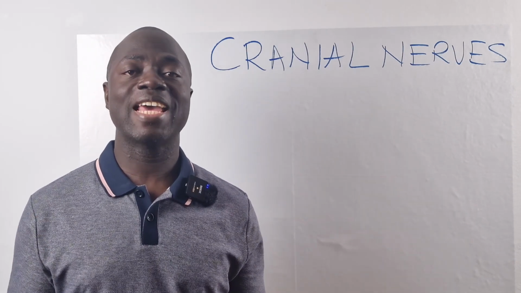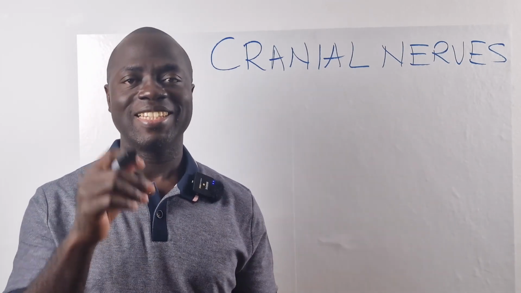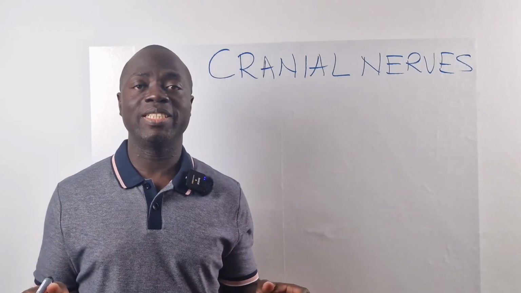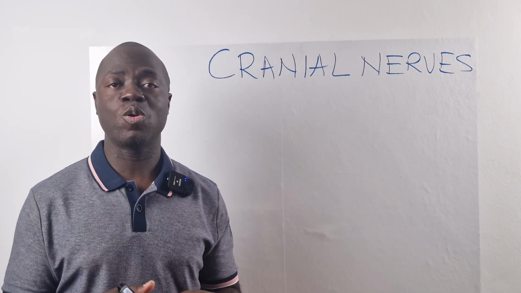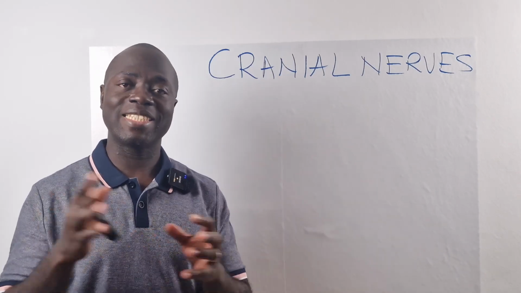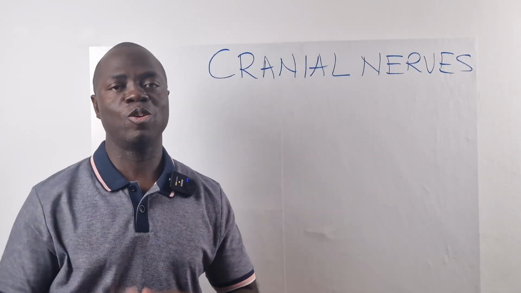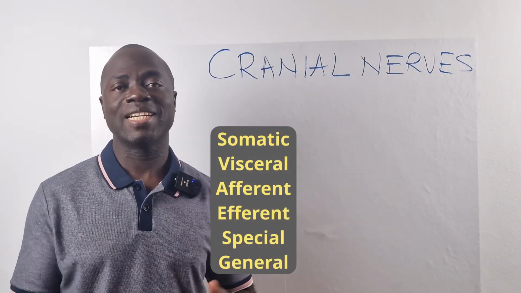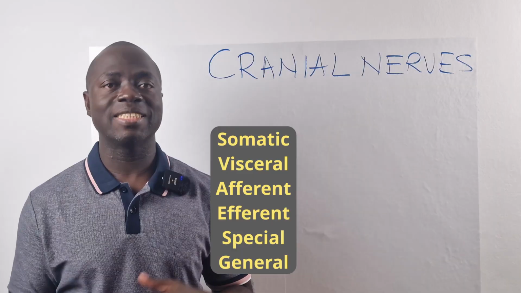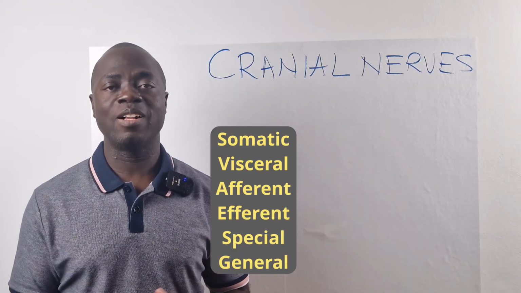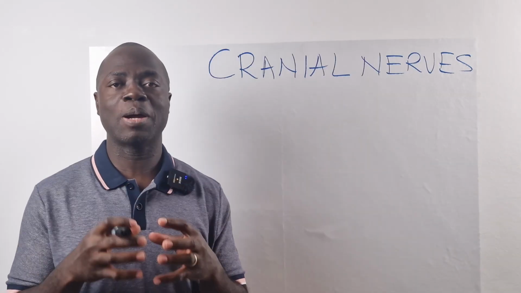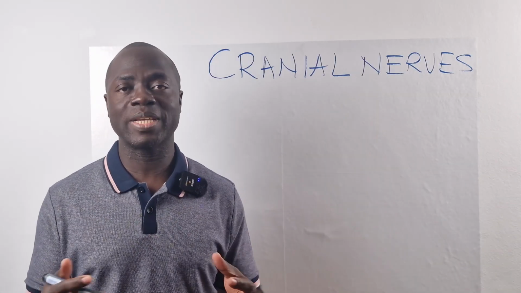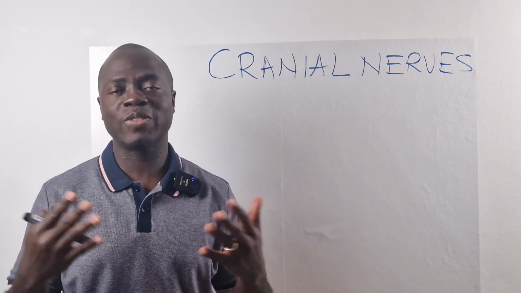If cranial nerves ever felt confusing, this lesson is for you, because usually they do not feel confusing because the nerves themselves are difficult. They feel confusing because the vocabulary and the terminology comes before the logic. Somatic, visceral, afferent, efferent, special, general. And suddenly, these words are compressed into abbreviations, and the whole topic starts to feel like a wall of terms and letters.